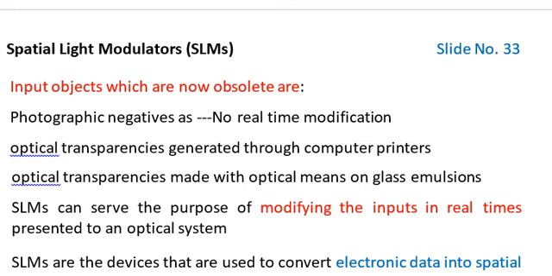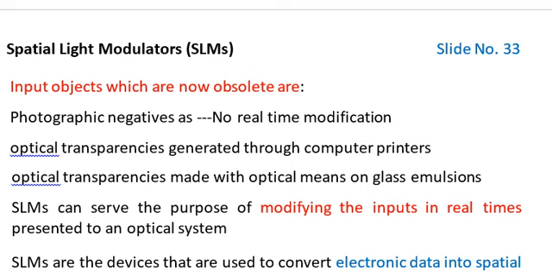Input objects which are now obsolete are photographic negatives. They are no more used in optical setups because no real-time modifications can be made on the photographic negatives. Optical transparencies generated through computers: we can also generate objects, especially in the transmission mode, using computer printers. That is, we design a pattern in computer software and then print it on optical transparencies. Again, we cannot modify in real time the information on such objects.